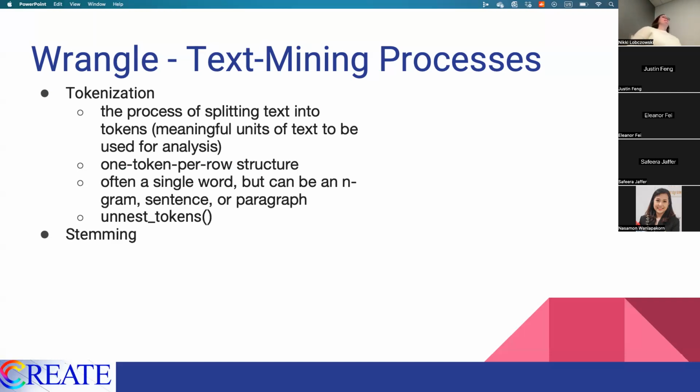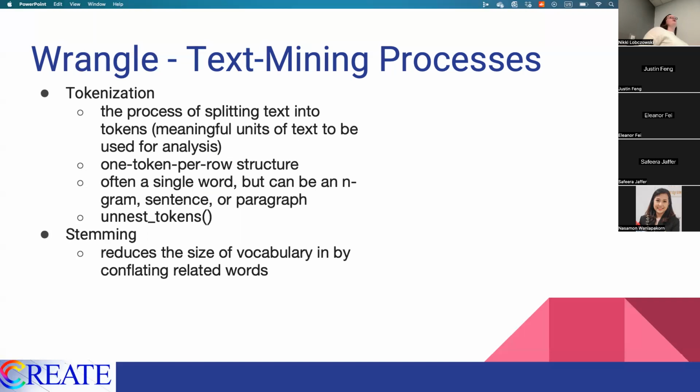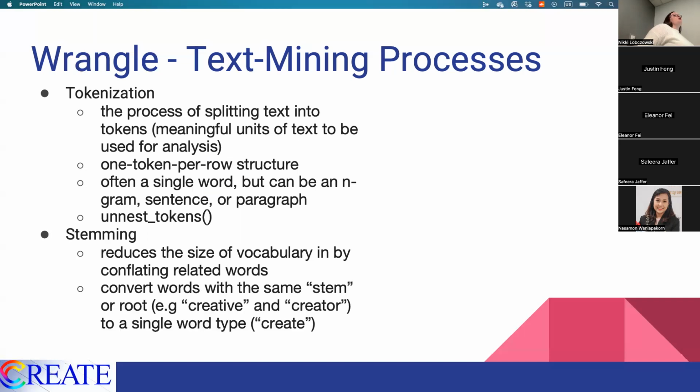So then there's also stemming, which reduces the size of the vocabulary in the text by conflating related words. What it does is it converts words to the same stem or root. So creative and creator are going to be seen as separate, but you might say, well, they have the same meaning, and so we can stem them to form a single word type. And again, you're going to use the word stem R code for that.